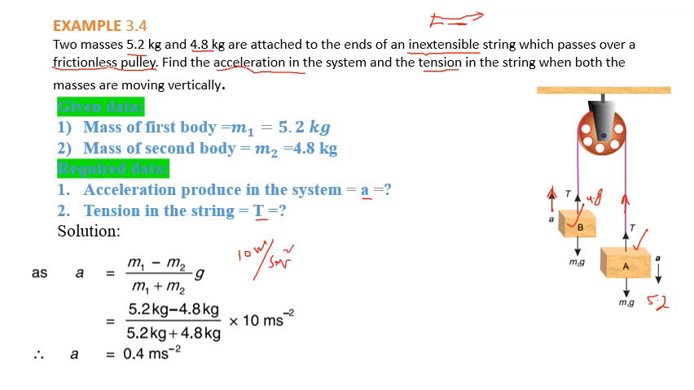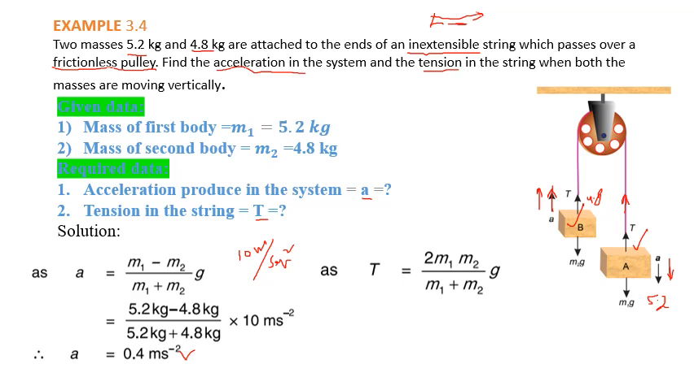So just putting the values, m1 is 5.2, m2 is 4.8. Over here m1 is 5.2, m2 is 4.8, and g is 10. By simplifying, we get 0.4 meter per square second. So this is the acceleration with which this body will move downward and this body will move upward, right? Another requirement is to find the tension in the string.